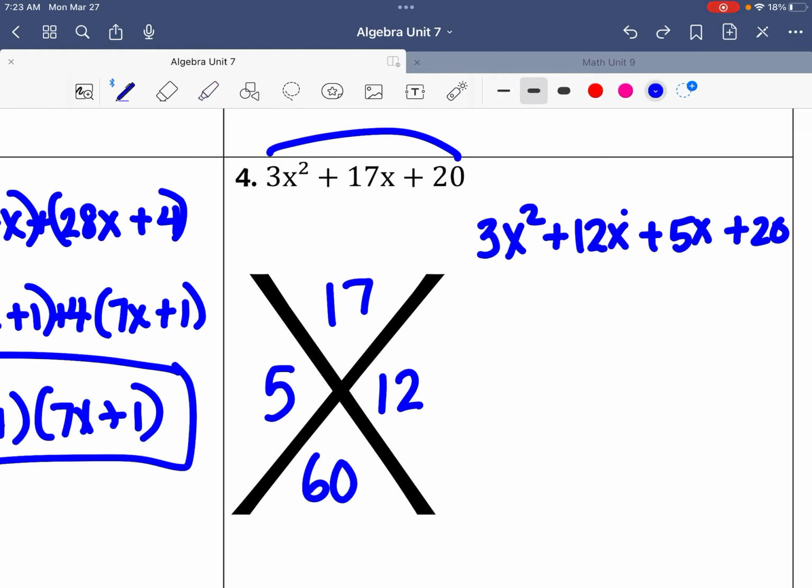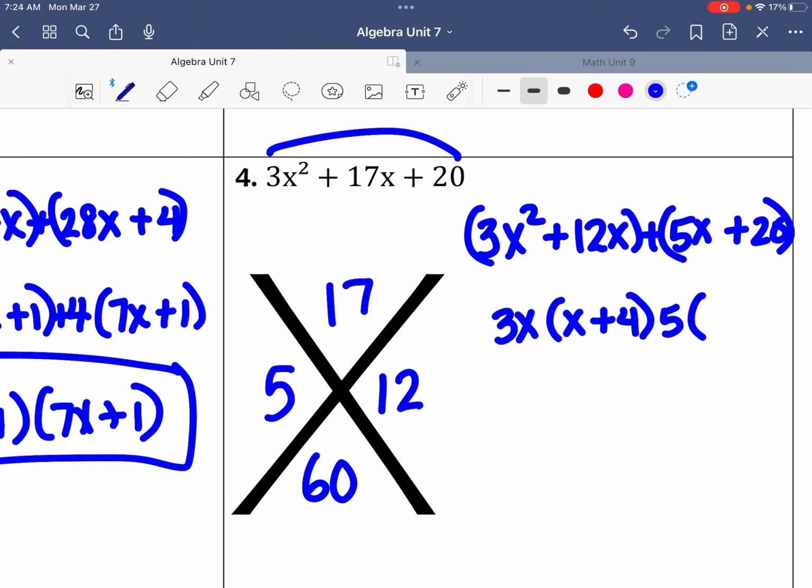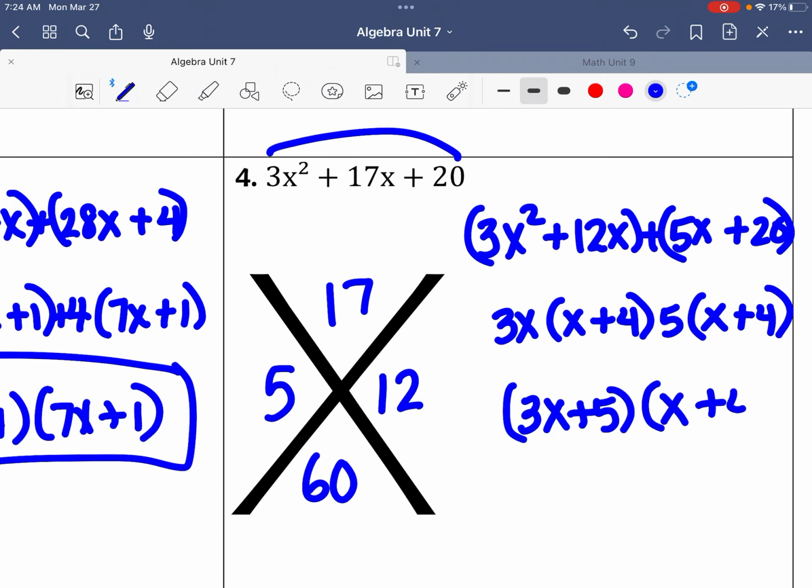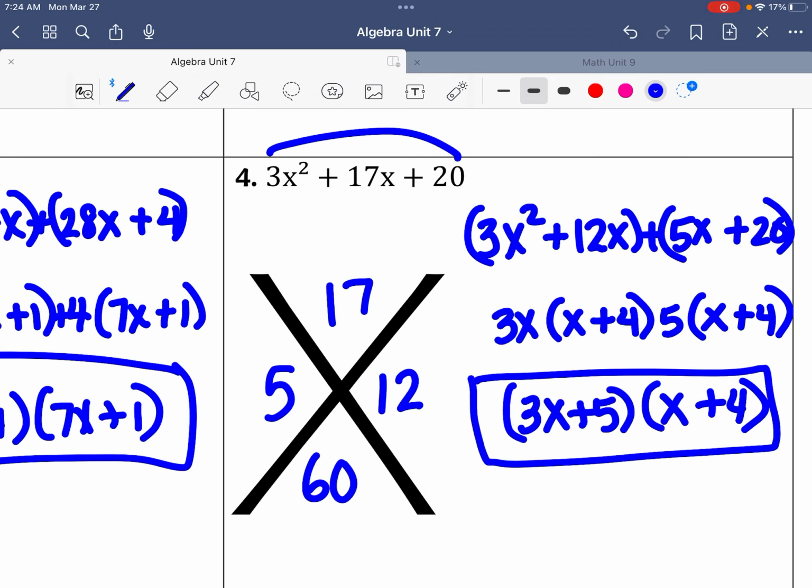Okay, so now I'll group and pull out my greatest common factors. Here it's 3x, and then I have x plus 4. And here it's 5, and I have x plus 4. My factors are 3x plus 5 and x plus 4. Again, I'm done there. I don't have to go back and divide anything because I didn't change my polynomial.